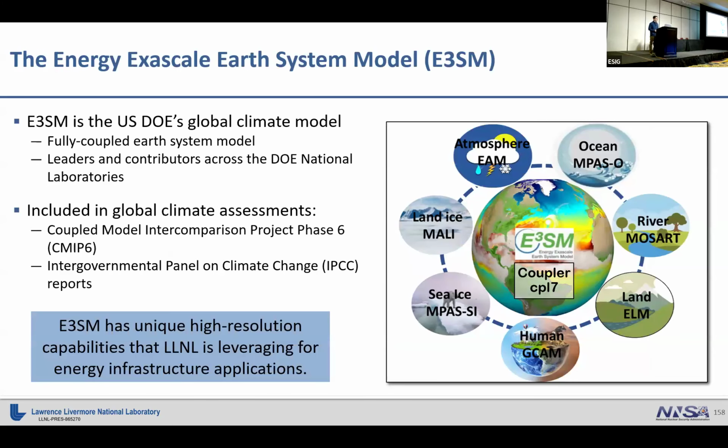So E3SM is the US Department of Energy's global climate model. It's a fully coupled Earth system model, so it's physics-based, and it has leaders and contributors across the DOE national labs. You can see in the figure on the right that it's a coupled model that includes all these different modules for different Earth system processes, such as the atmosphere, ocean, land, etc. And these all are working together.